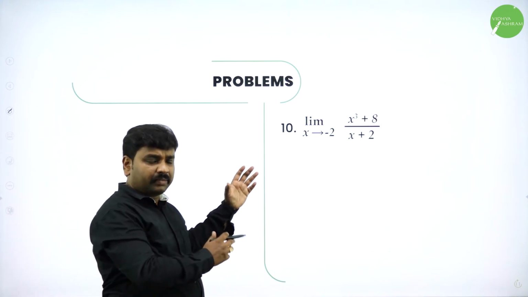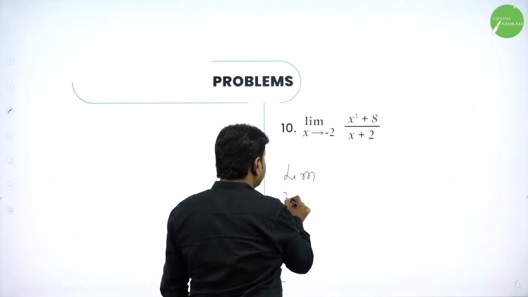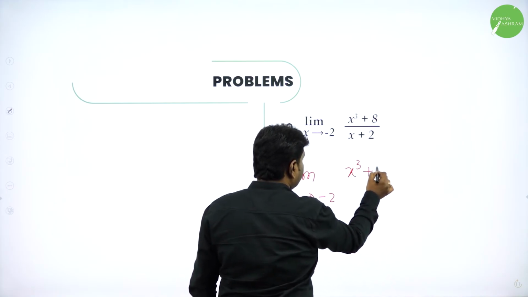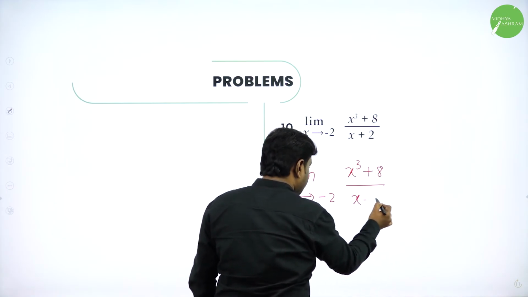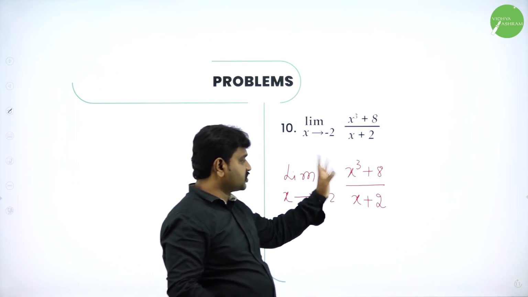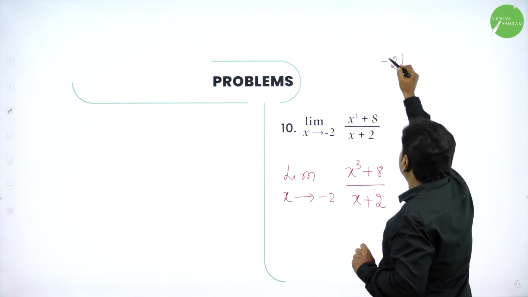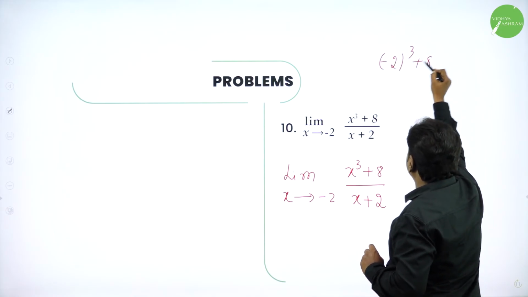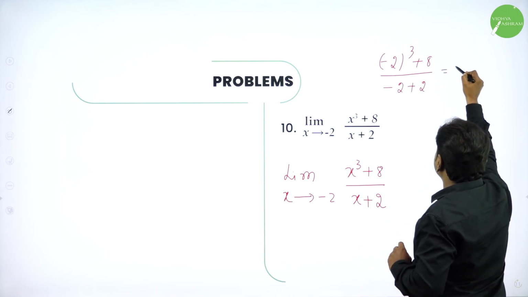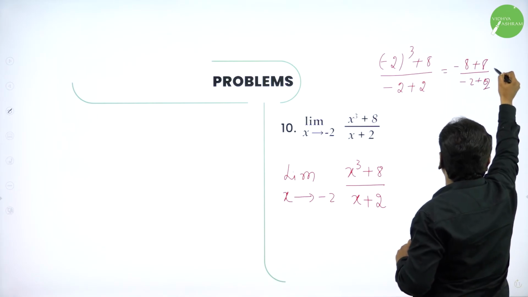problem 10. Then I'll come back to the next problem 7. So limit x is tending to minus 2. It is in the form of x cube plus 8 by x plus 2. Important and interesting. Limit x tends to minus 2 means what? In the place of x put minus 2. If you do that, it will become minus 2 cube plus 8 divided by minus 2 plus 2. All of you know minus 2 cube is minus 8, plus 8 by minus 2 plus 2. It will become 0 by 0.